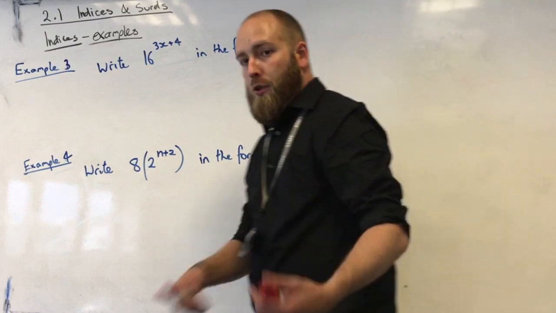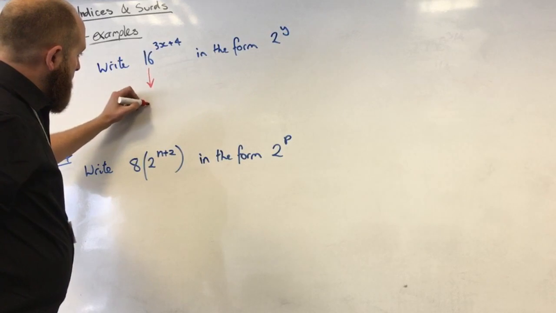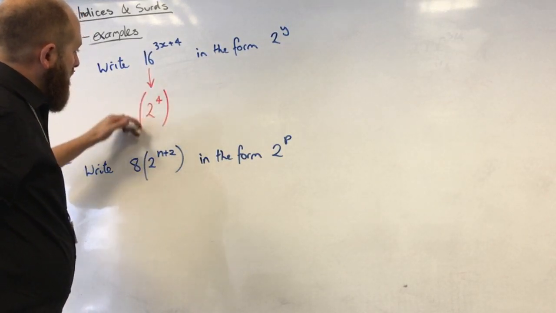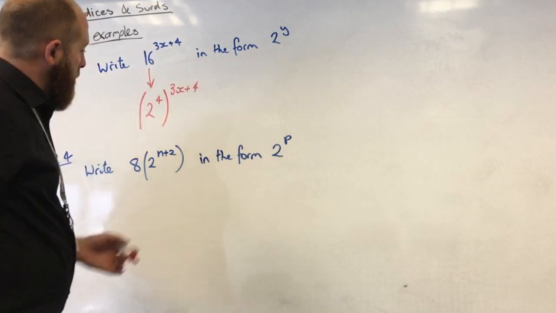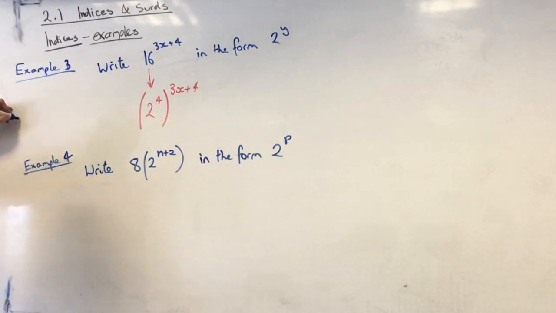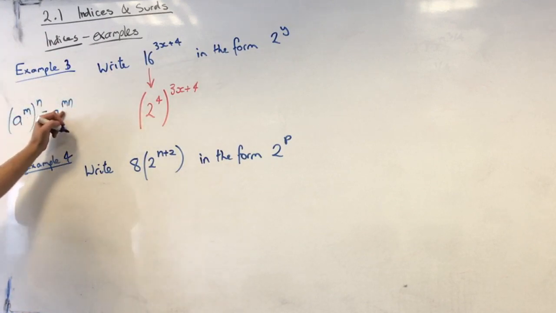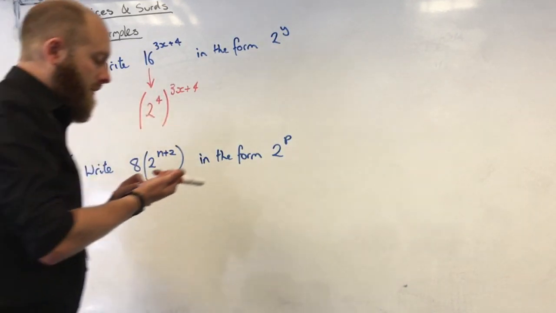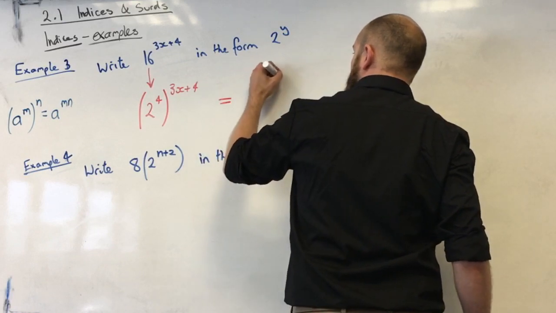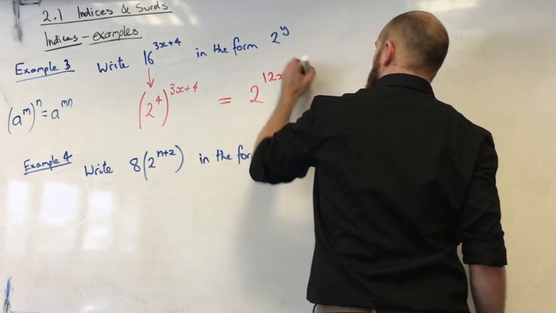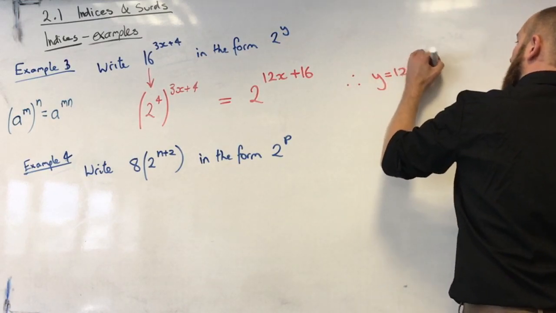So 2 squared is 4, 2 cubed is 8, so 2 to the power 4 is 16. So we can write the 16 as 2 to the power 4, put it in brackets, and then put our power back into it, so 3x plus 4. Then we know from the power rule, a to the m, n is a to the m times n. We can just times these 2 together. So we get 2 to the power 4 times 3x is 12x, 4 times 4 is 16. So in other words, y equals 12x plus 16.